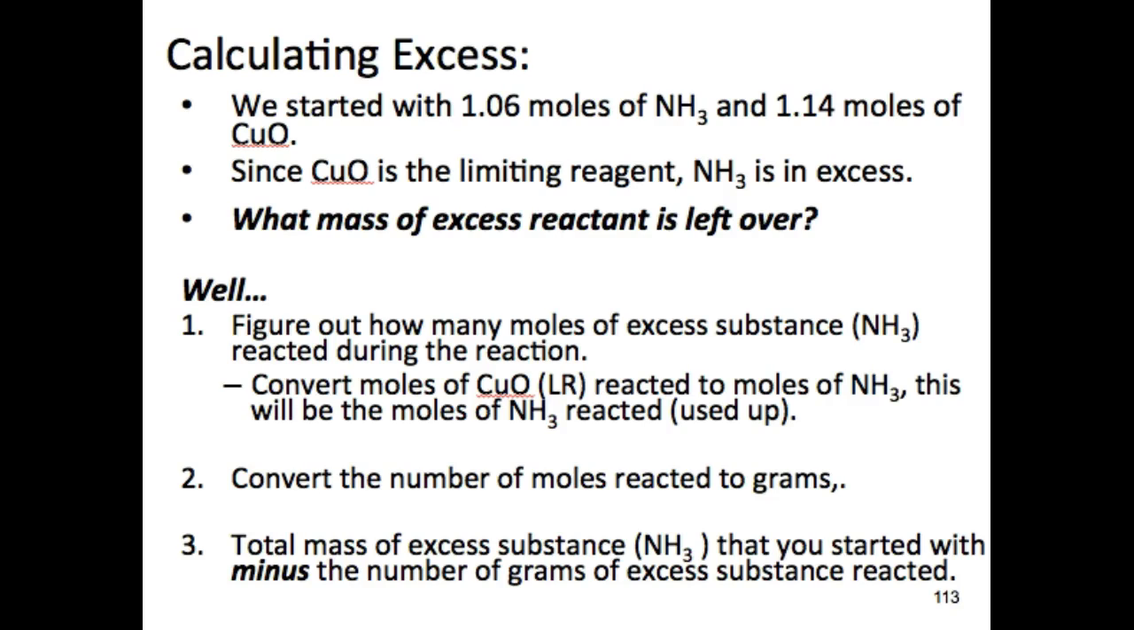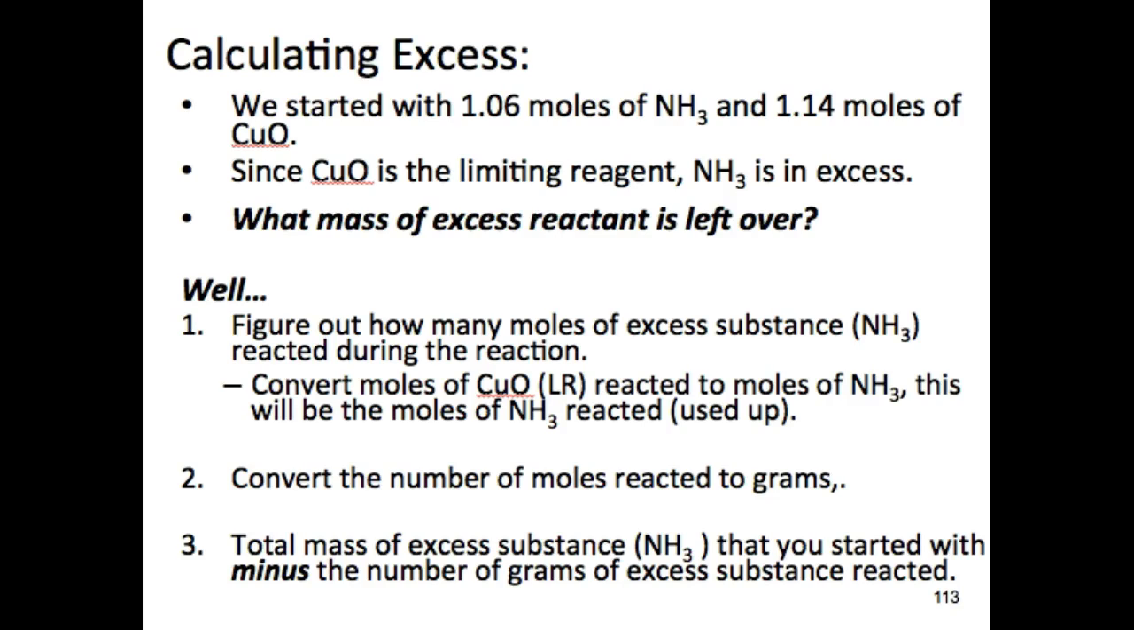Okay, so now here comes your favorite part, calculating excess. We know that we started with 1.06 moles of ammonia, 1.14 moles of copper 2 oxide. We also know that copper 2 oxide is the limiting reagent. So that means that ammonia must be the excess reagent. So we need to figure out how much ammonia is left over.